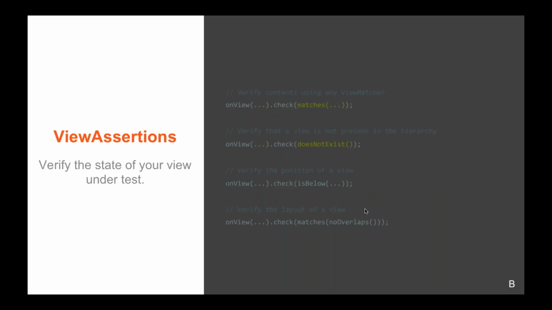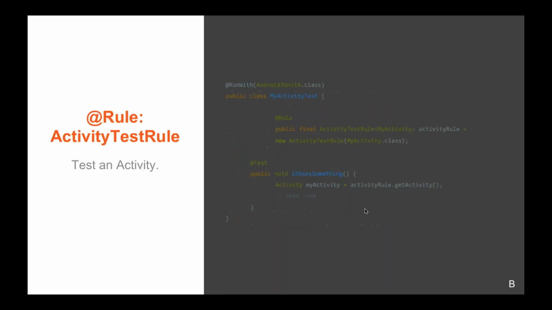And assertions, obviously, are also built into the framework. You do not have to write your own assert methods like the Java assertion methods, although you can, but it's not mandatory. Here you say onView check matches, right? onView check doesNotExist, or check isBelow, or check matches isOverlapping. So assertions are very readable, and they are also built into the framework, which I think is amazing. You don't have to reinvent the wheel.